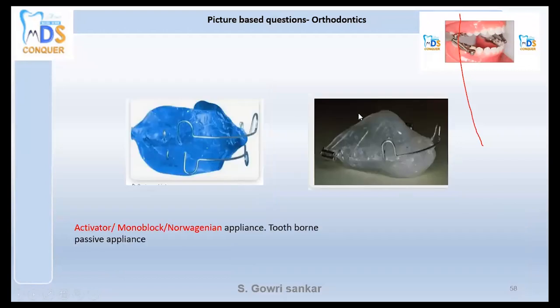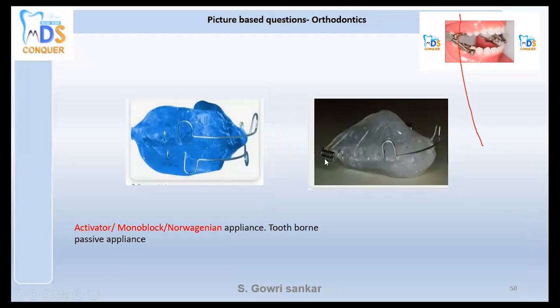So this is also an activator. This is a typical activator, a monoblock, combining the bite blocks of your upper and lower, just like the Howley appliance, and the bite plane. Combining these two, you call it a monoblock or activator or Norwegian, the simplest tooth-borne appliance, the activator.